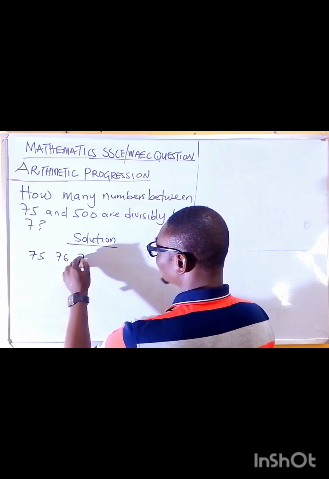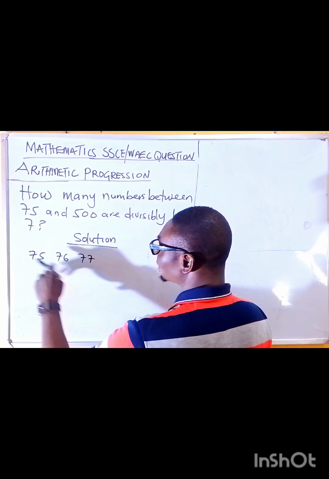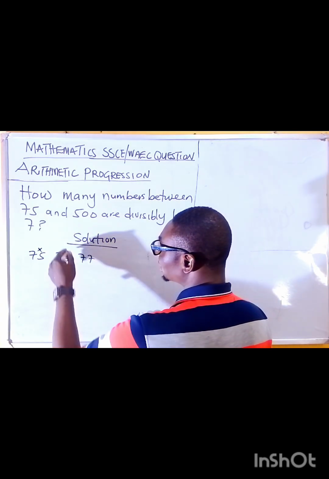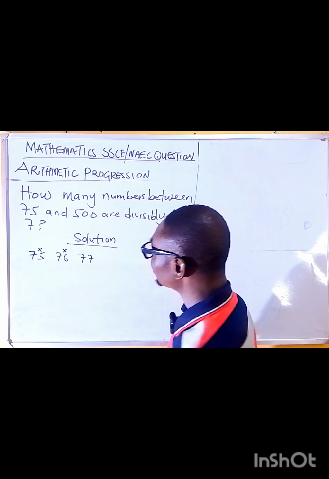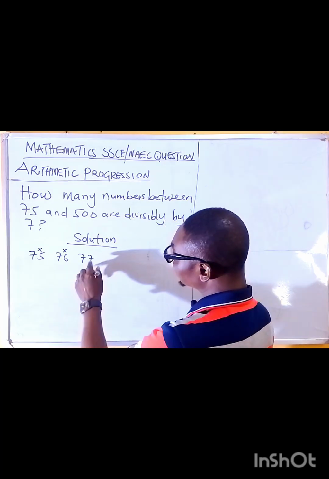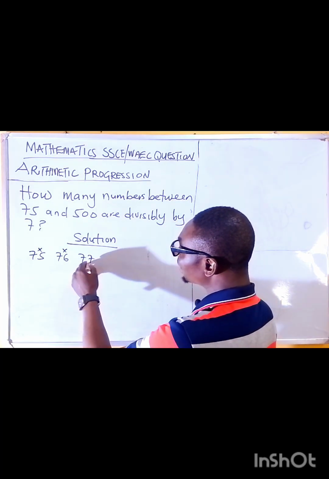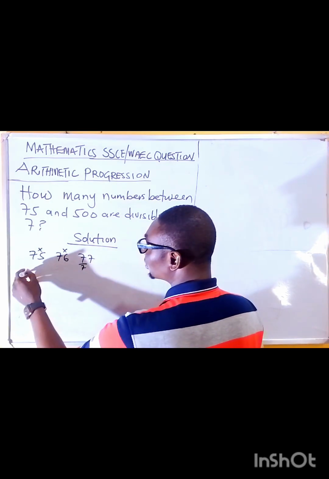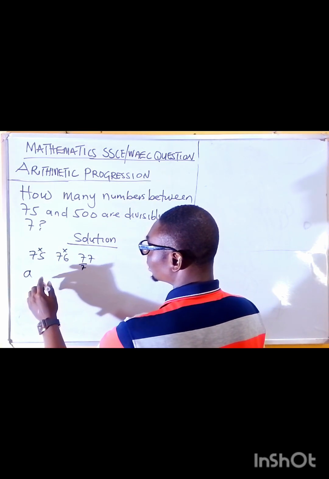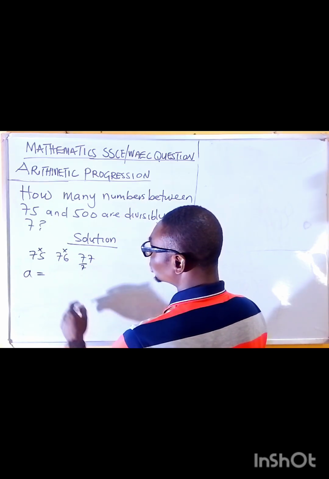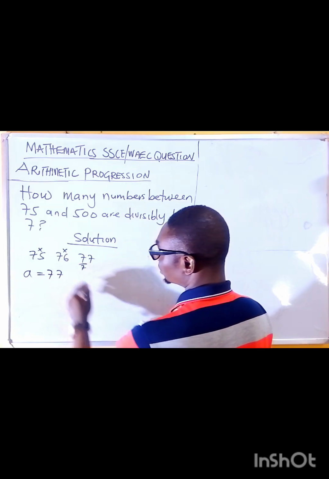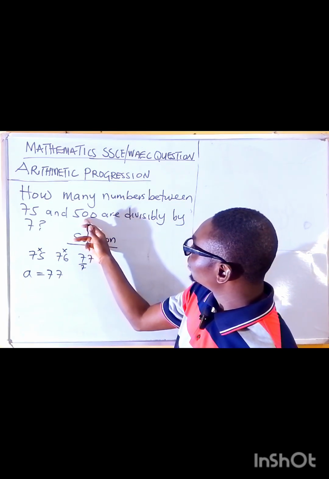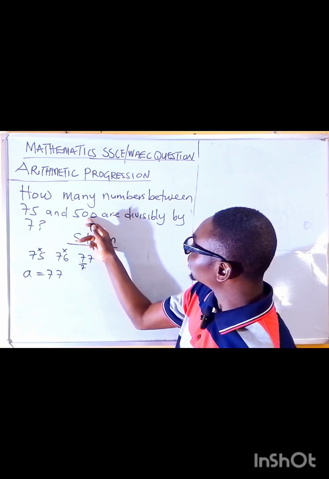Now, if you have those set of numbers, let's say 75 is the first number here, 76, 77. You will see that 75 is not divisible by 7. 76 is not divisible by 7. But if you look at 77, it is divisible by 7. It means that the first term, which is a, is equal to 77.